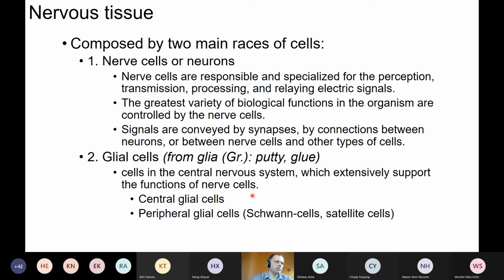We have central and peripheral groups, and the peripheral ones you already know more or less, but I will come back to these very briefly. So don't forget that the nervous tissue is made up of nerve cells. They carry the most important part of the function, but without glial cells, they don't work. They just don't survive. Therefore, glial cells are also essential.